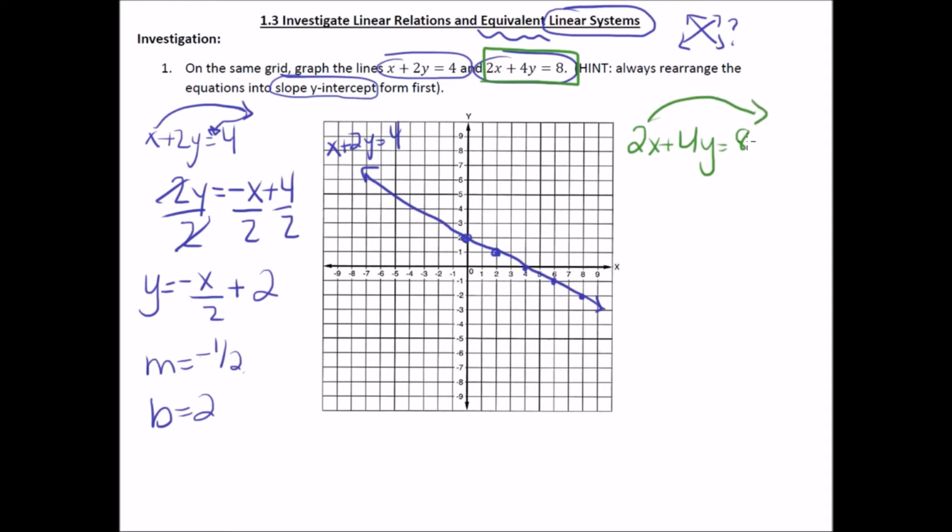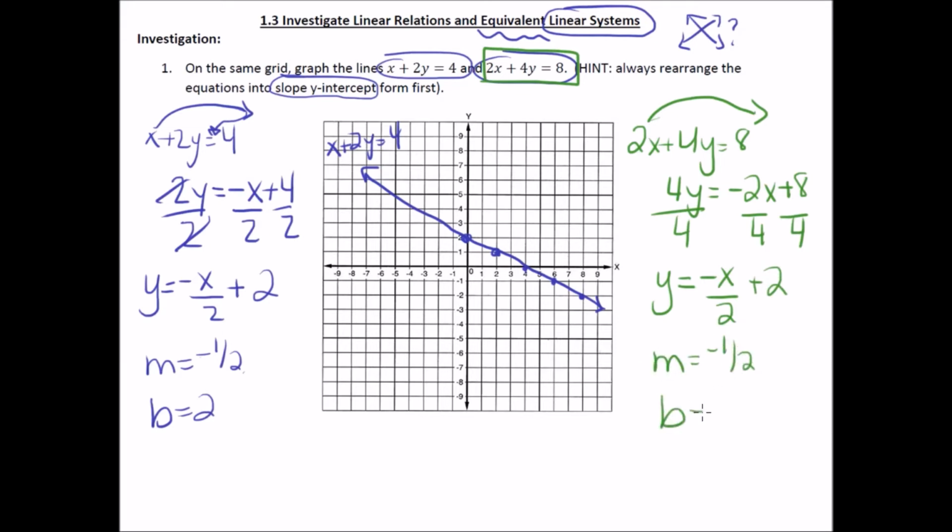Let's bring over that 2x. We're going to have 4y equals negative 2x plus 8. Now let's divide each term by 4, and we're going to have y equals negative x over 2 plus 2. Okay, so m equals negative 1/2 and b equals 2. So take a look here at both of the m's and both of the b's. We're going to again start at 2, and go down 1 over 2, down 1 over 2, down 1 over 2.